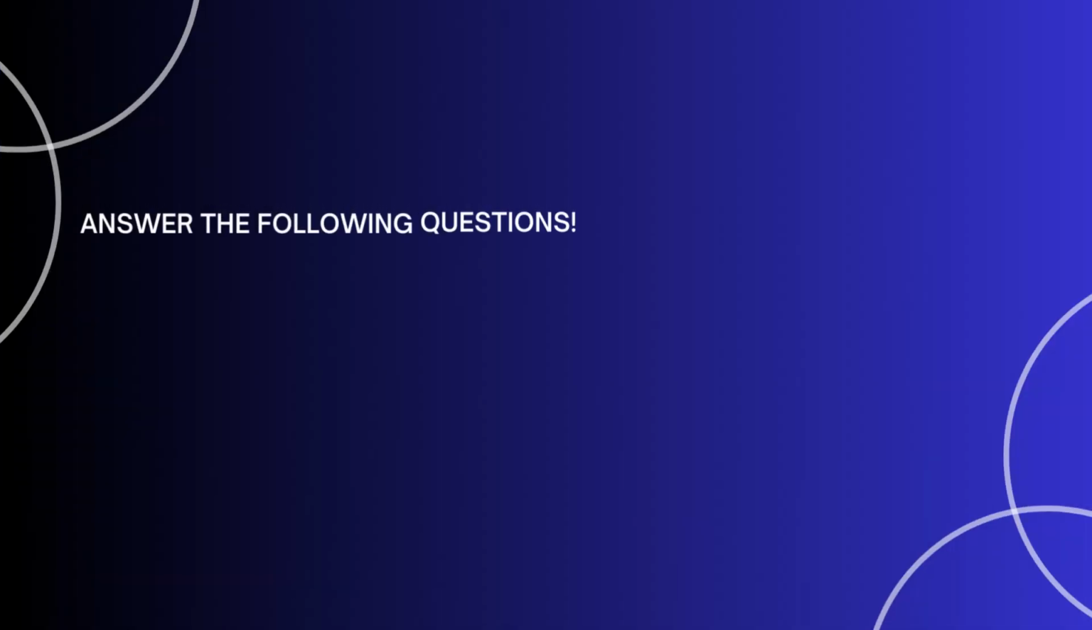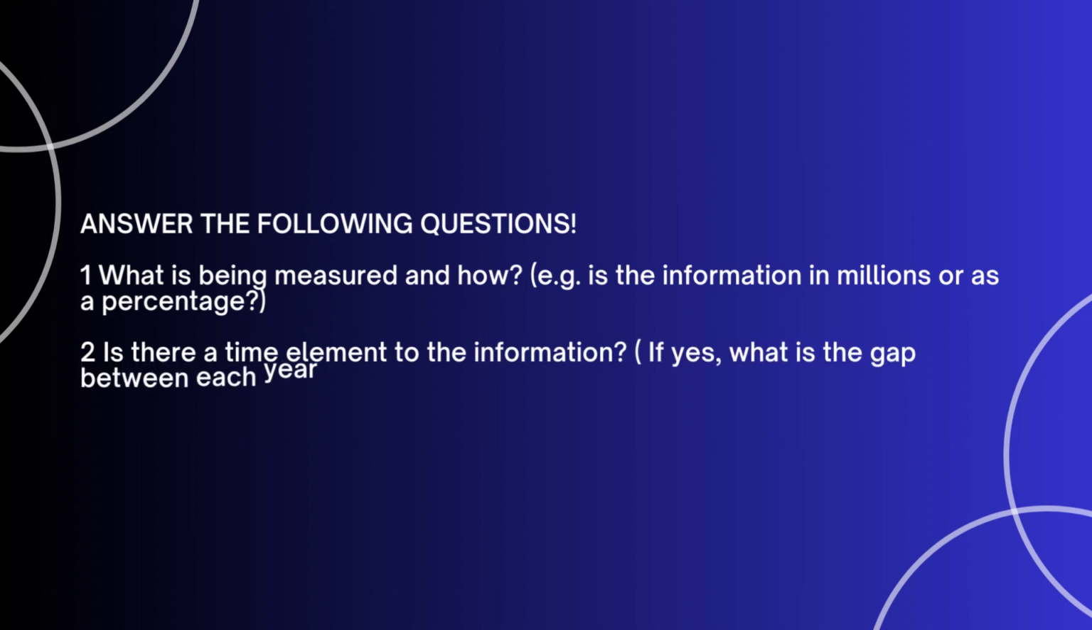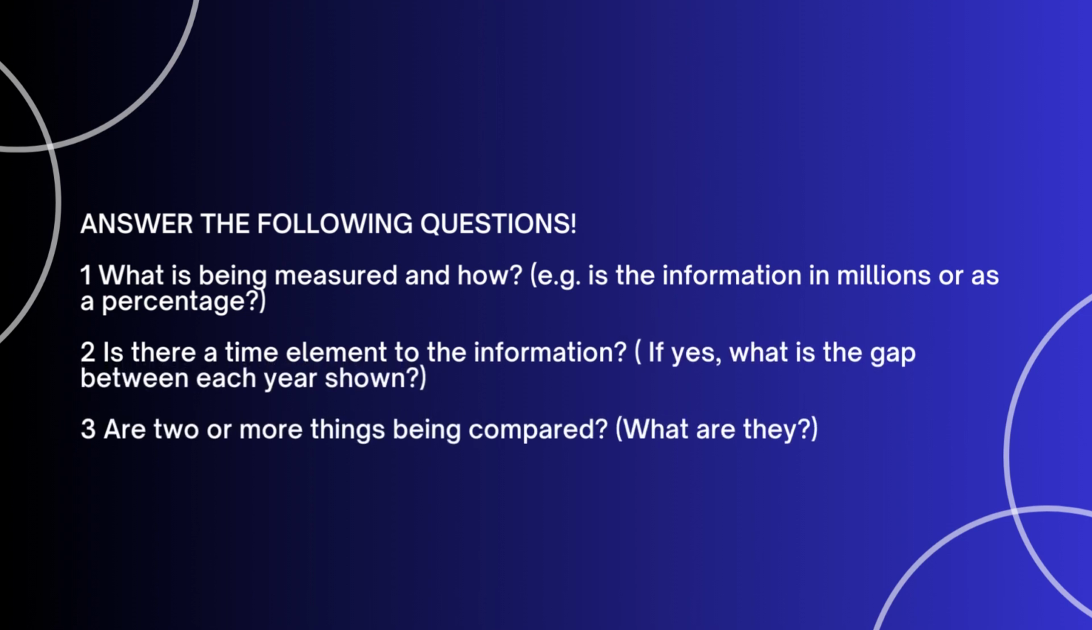So while you're looking at any information, whether it is a bar graph or a table or any sort of information, there are a few questions you need to think about. What is being measured and how? So if the information is in amount, numbers, percentage, money, whatever is the measuring unit. Then you need to think if there is an element to the information, that is if there is a gap or there is some kind of a trend or something unique basically that you can pinpoint.